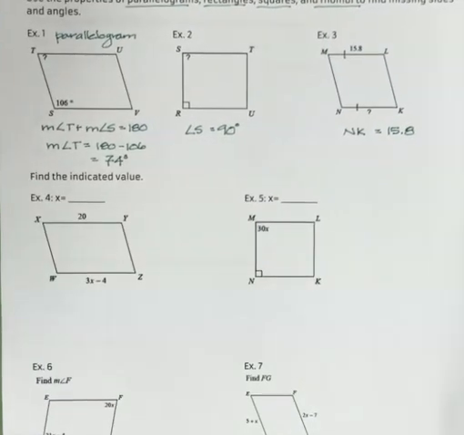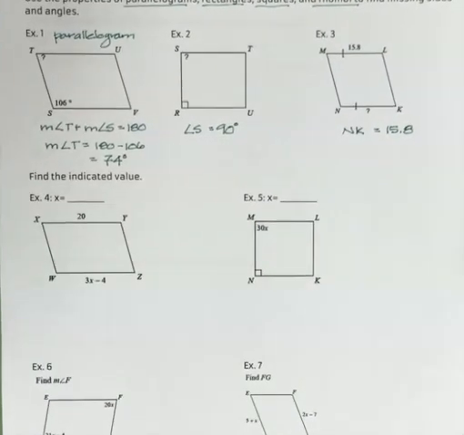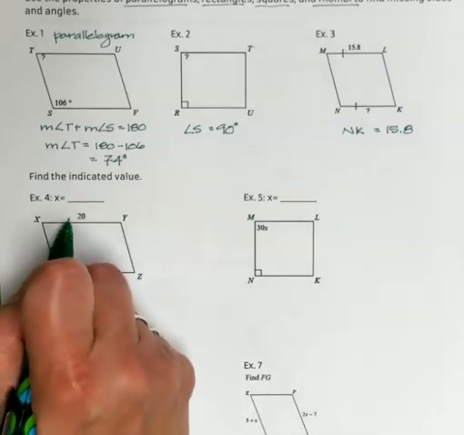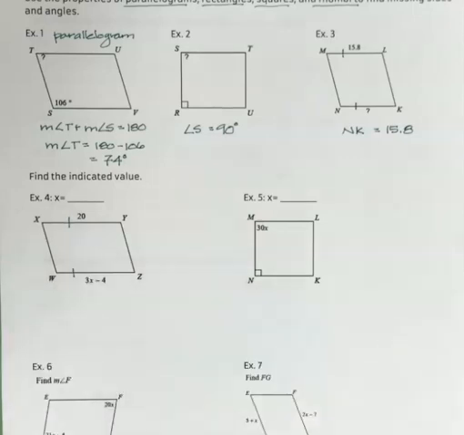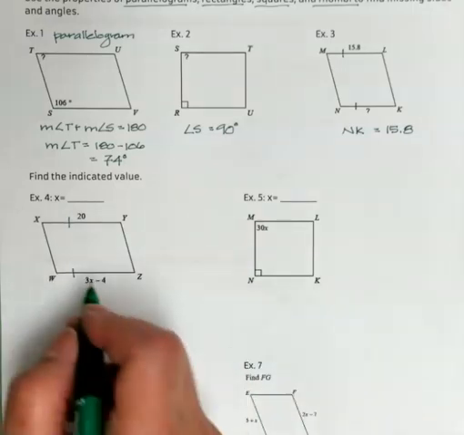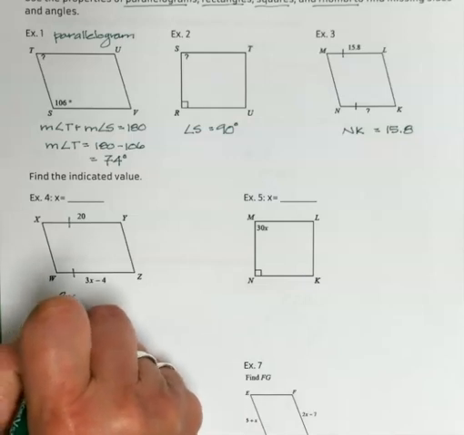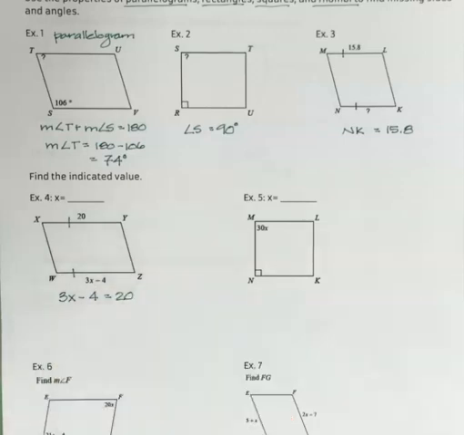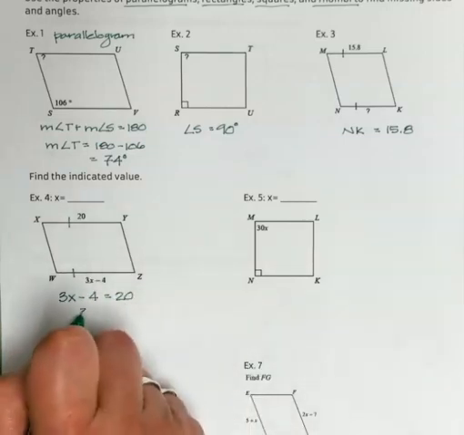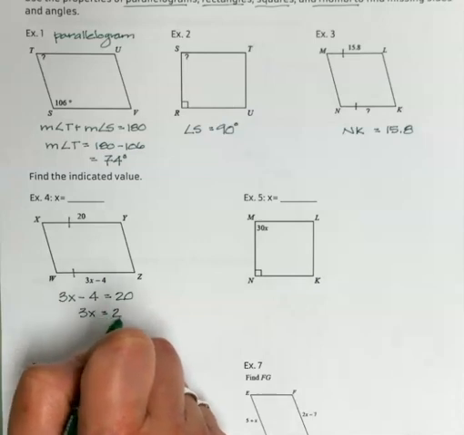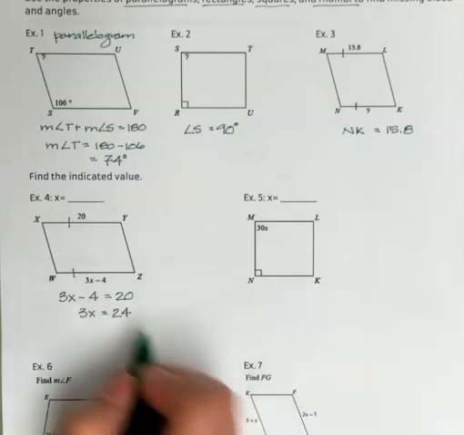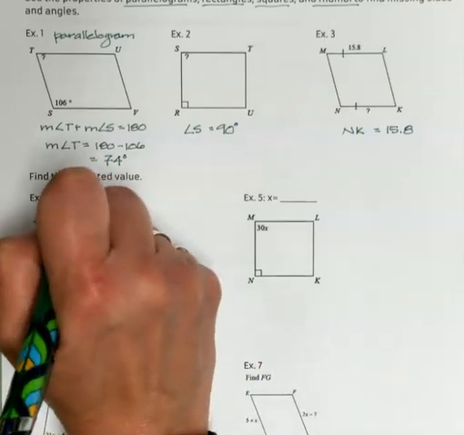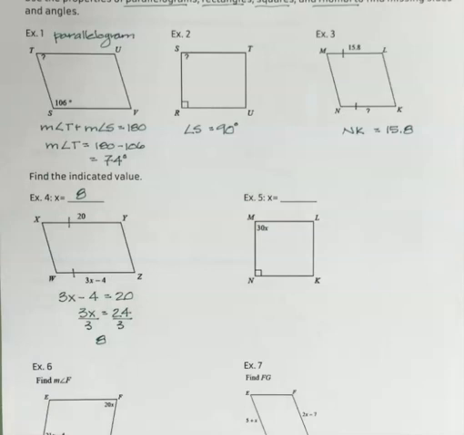We're going to continue using properties of our quadrilaterals. This is a parallelogram. Opposite sides are congruent, which means their measures are equal. So I'm going to take my 3x minus 4, set that equal to 20. Add 4 to both sides. 3x equals 24. Divide both sides by 3, and we get x equals 8.